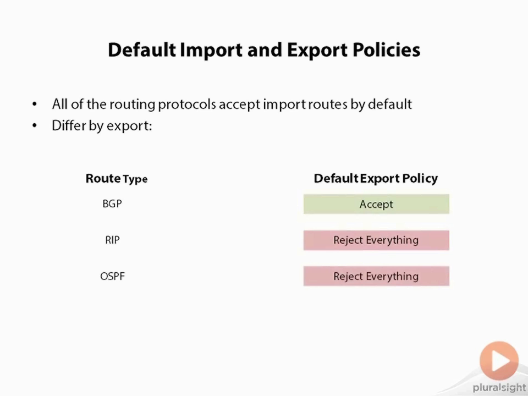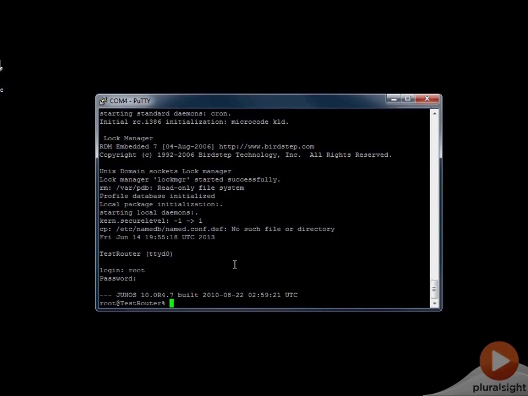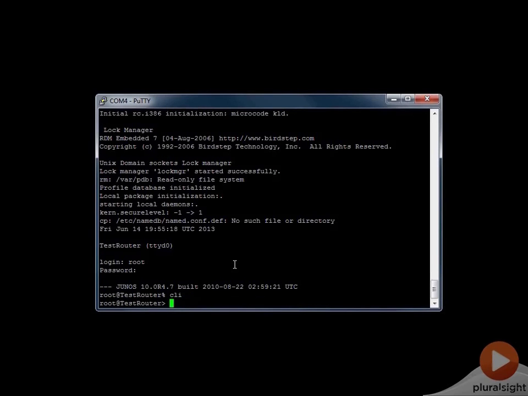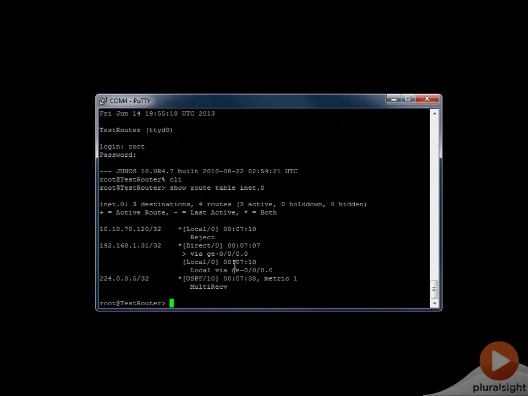So let's take a look at the Junos routing tables. For this, we need to be in operational mode. So the first routing table we'll take a look at is inet.0. We can look at that routing table by issuing the show route table inet.0 command. This is going to show us the inet.0 routing table, of course.